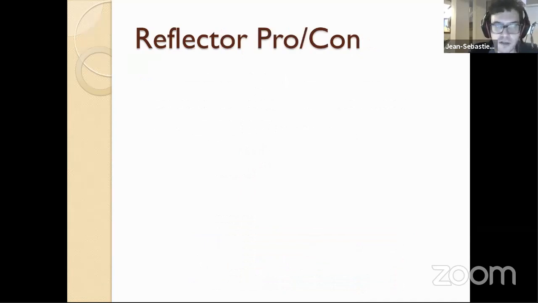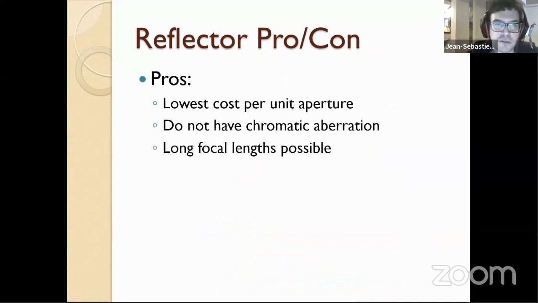So, pros and cons of reflectors. Well, pros: they're the lowest cost per unit aperture. So you can get a very large reflector telescope, and that's usually very affordable, at least compared to the equivalent refractor telescope. Because pure reflectors don't use lenses, they do not suffer from chromatic aberration.